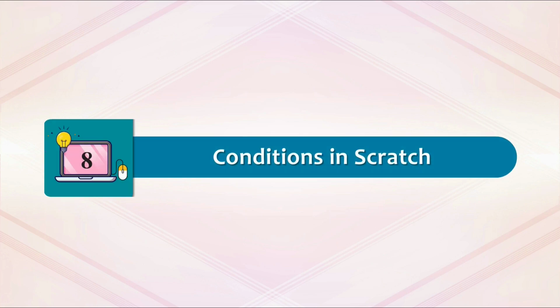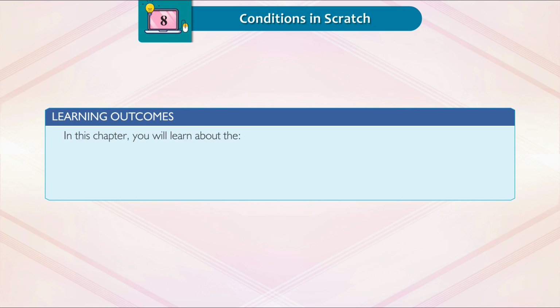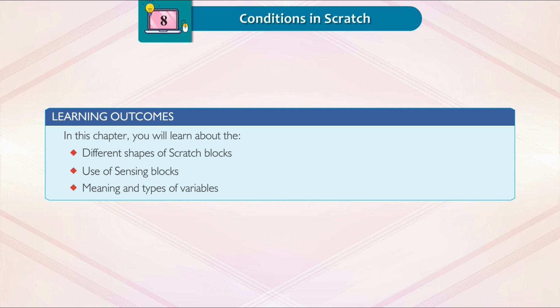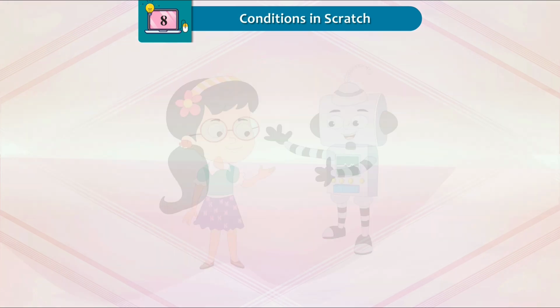Chapter 8 Conditions in Scratch. Learning Outcomes. In this chapter, you will learn about the different shapes of Scratch blocks, use of sensing blocks, meaning and types of variables, defining variables in Scratch, use of conditional blocks.